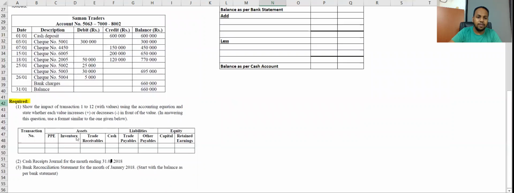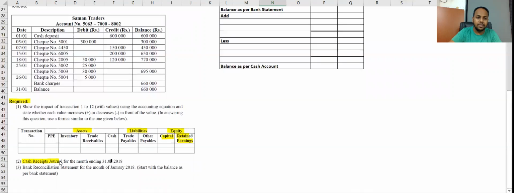Recording the transactions in the accounting equation, assets equals liabilities plus equity. So under equity, we have capital plus retained earnings. All the capital transactions, the investment of capital, we have to record in the capital column, and the profit we have to record in the retained earnings. Profit means the income and expenses.